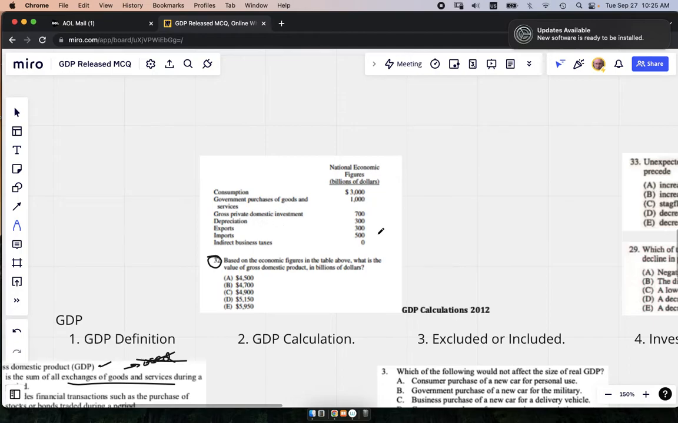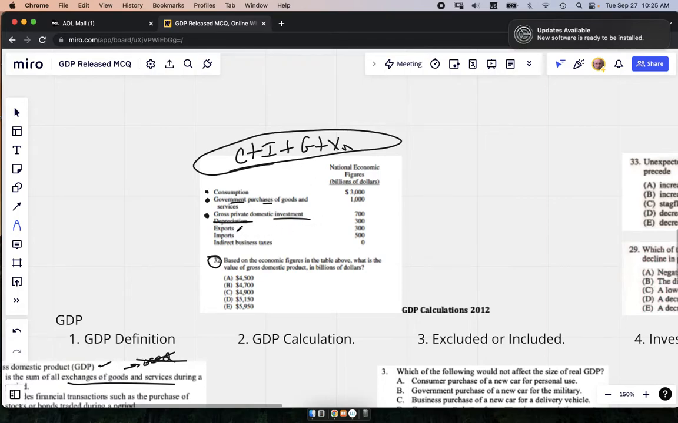All right. Again, what helps me here is that I know my formula is C plus I plus G plus Xn. I know consumption is included. Government purchases, they could call it expenditures, doesn't matter. We know it's spending. Gross private domestic investment. They could have just written investment, would have been easier, but they put gross private to kind of throw you off. Don't be thrown off. Depreciation has nothing to do with our GDP formula. Exports, yes, and imports. And remember, it's exports minus imports.